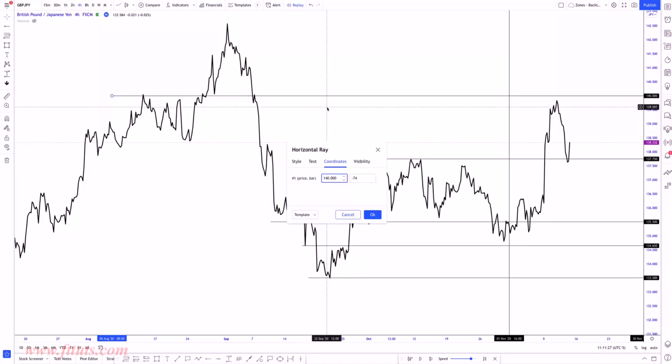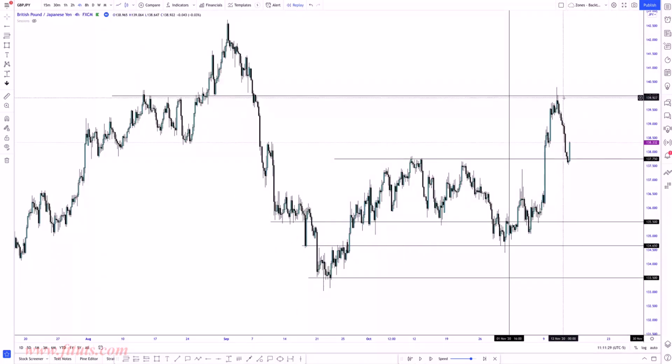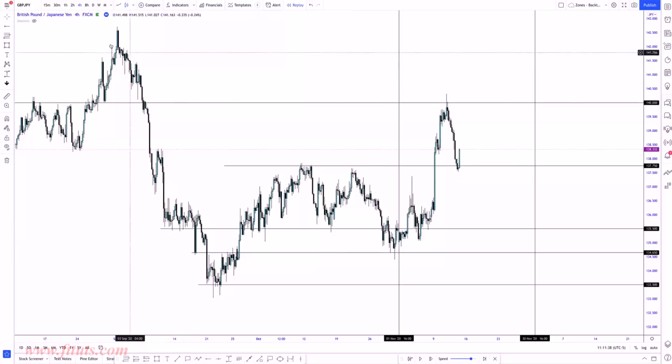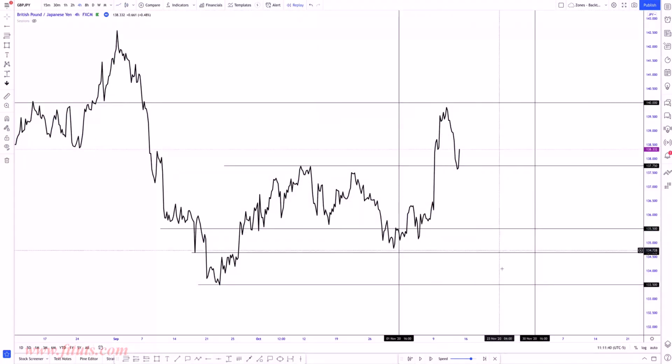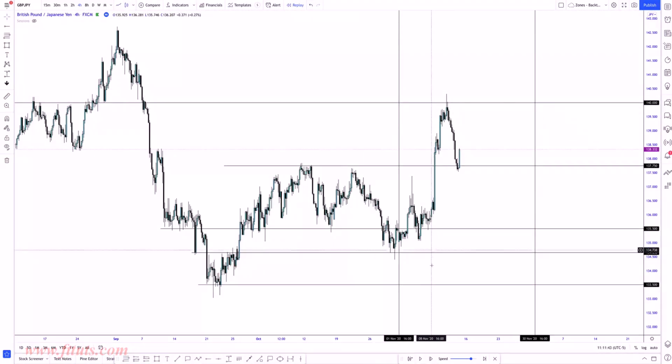140 maybe. Look at that, 140 to the T. Look at that. You have resistance, support, and then all that little price action there. So anyways, we'll keep playing price. So you can see how price is just moving from level to level.